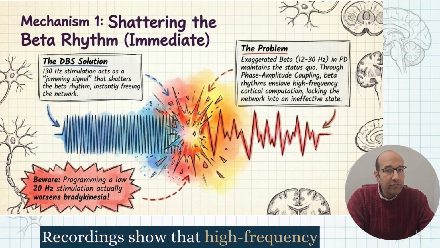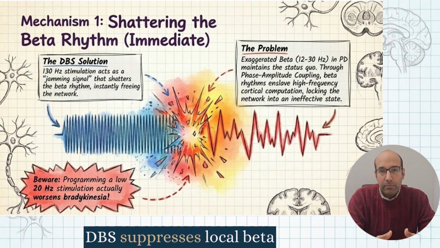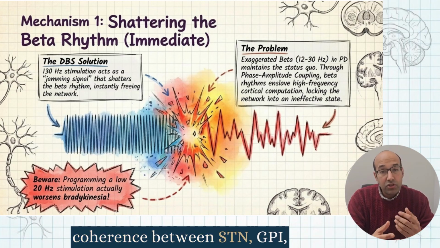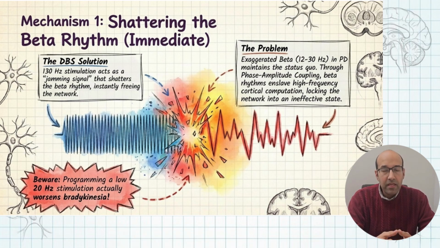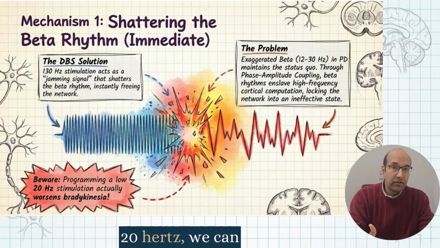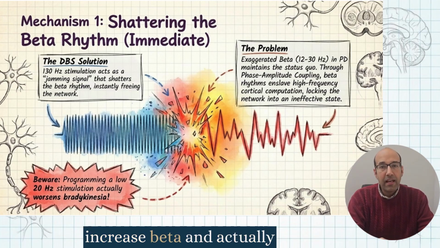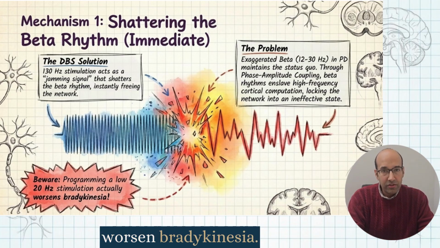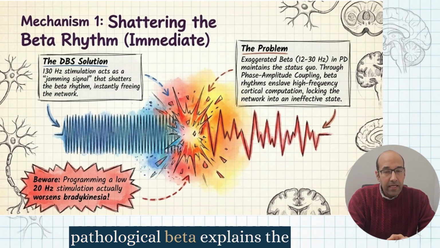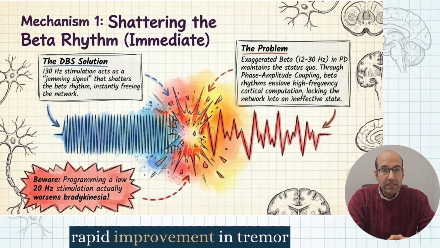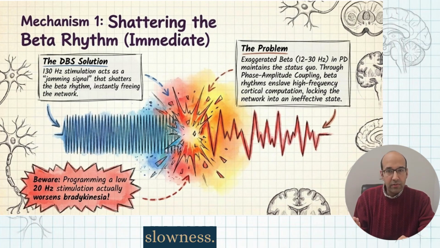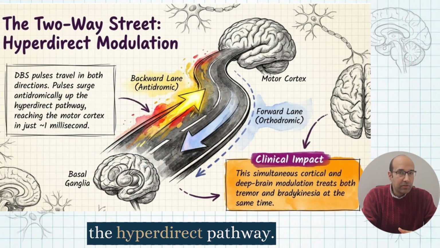Recordings show that high frequency DBS suppresses local beta power and reduces beta coherence between STN, GPi, and motor cortex. If we stimulate instead at beta frequency, around 20 Hz, we can increase beta and actually worsen bradykinesia. This fast disruption of pathological beta explains the rapid improvement in tremor and part of the improvement in rigidity and slowness. Let's now look at the hyperdirect pathway.